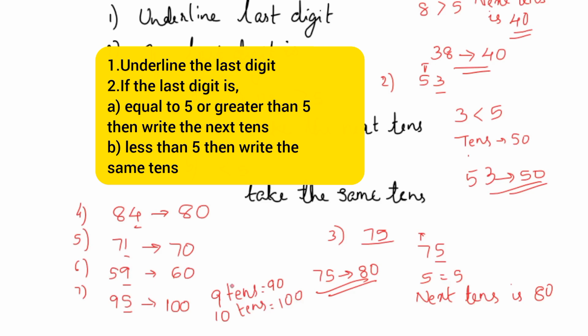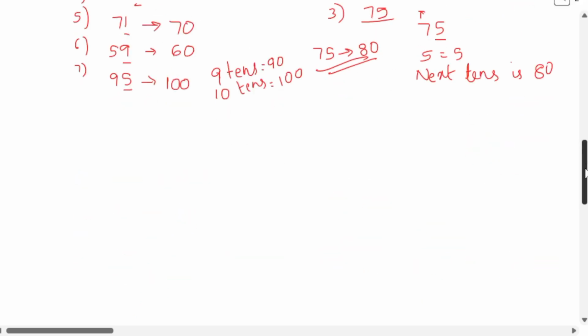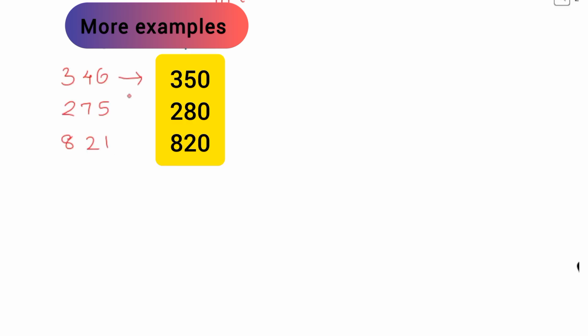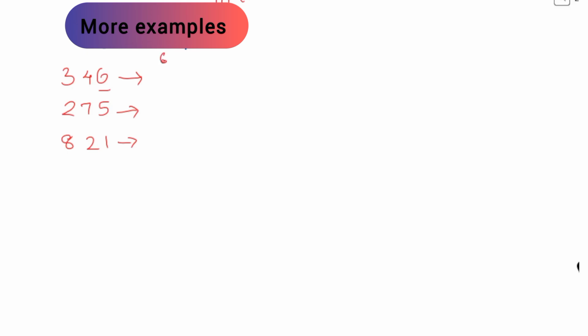Is it clear? Till now we were discussing rounding of 2-digit numbers to the nearest tens. By using the same way, we can round any number. Let's do some more examples. Consider the number 346. So what is the last digit in 346? Yes, the last digit is 6. So 6 is greater than 5. So what we do? Yes, if it is greater than 5, then take the next tens. So the given tens is 4. So the next tens is 5 tens, 50. That means 346 can be rounded to 350.